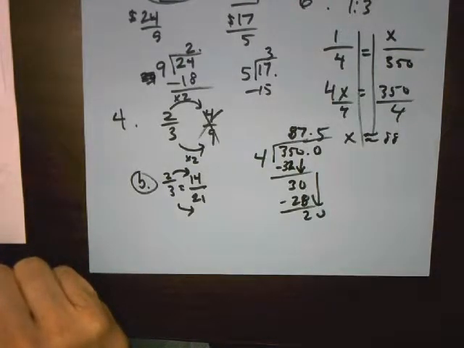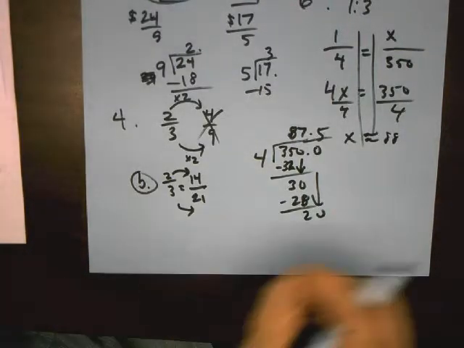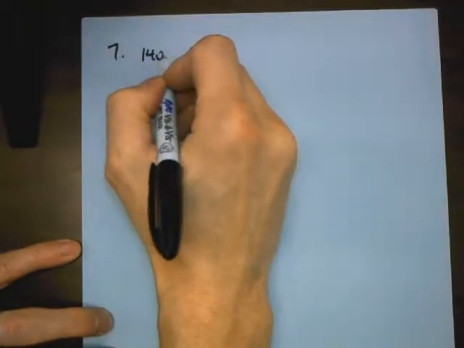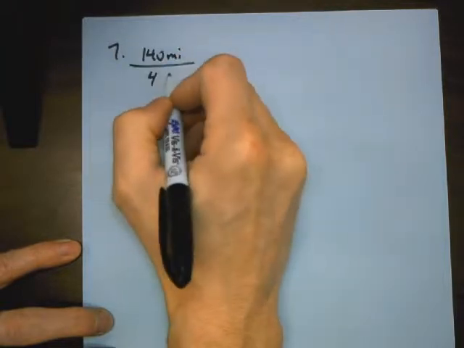Okay, so we are now on number 7. Let's go up here to number 7. Alright, fix this here. Number 7 says, in 4 hours, the fish swam 140 miles. So we got 140 miles per 4 hours.